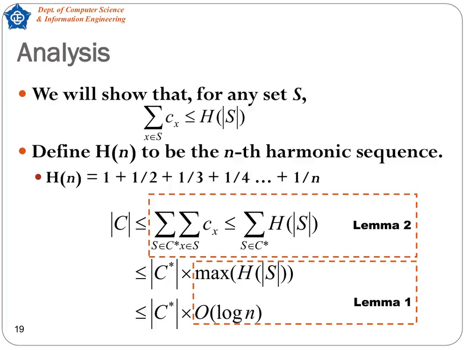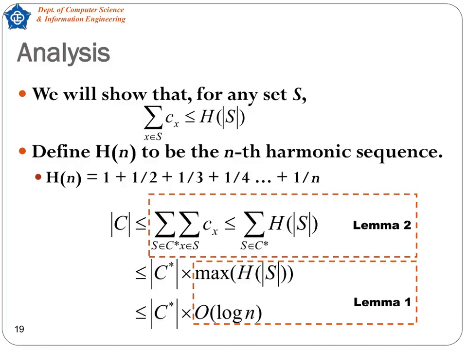Building on our previous bound, let's now prove that our greedy solution achieves an O(log n) approximation. First, we show that for any set S, the total charge, the sum over x in S of c_x, is bounded by the harmonic number H(|S|), which equals 1 plus 1/2 plus 1/3 plus up to 1/|S|. Next, we invoke two key lemmas to extend this bound to the entire cover C. Lemma 2 establishes that the size of C is at most the sum of H(|S|) over all chosen sets. Then lemma 1 observes that the worst-case harmonic term H(|S|) grows only as O(log n). Putting these results together gives |C| is less than or equal to |C*| times log n, which completes the proof of our approximation factor.